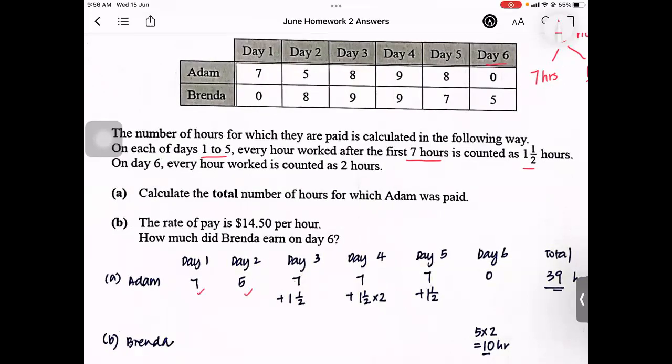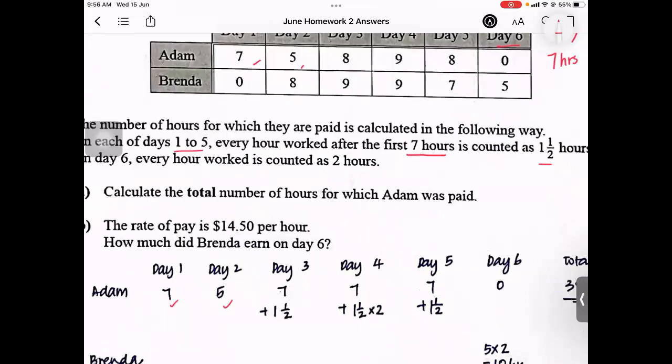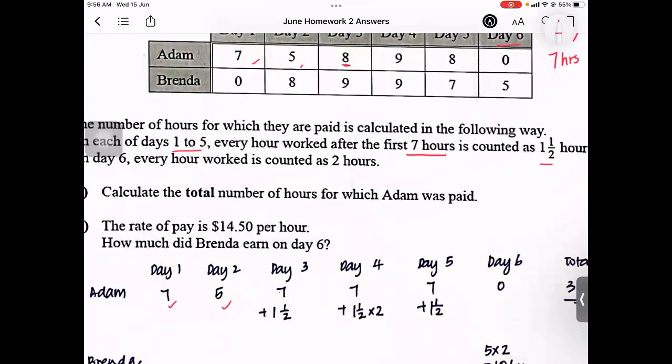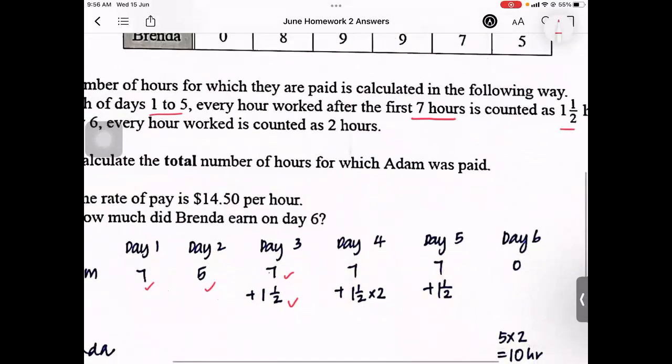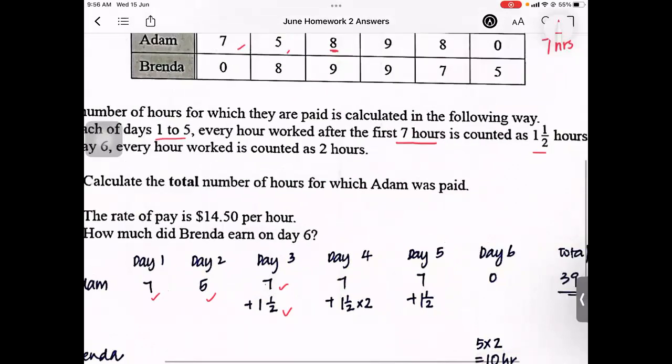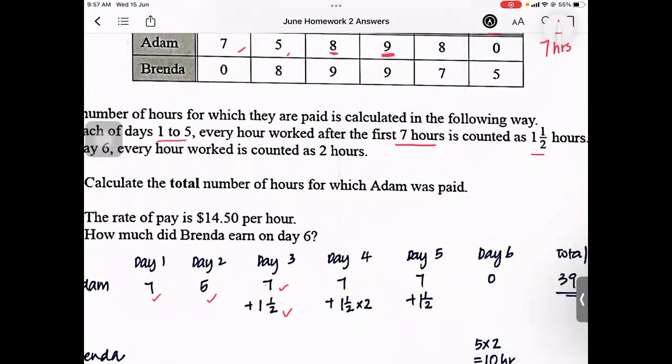5 hours. Then on the 3rd day is 8 hours. 8 hours can split into the first 7 hours, then I work 1 more extra hour for overtime. So it's 1.5 for that extra hour. Next number, this is 9. 9, I work for first 7, then I got extra 2. Extra 2 hours is paid as a 1.5 rate.